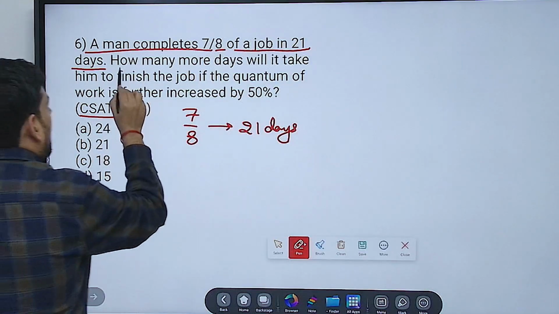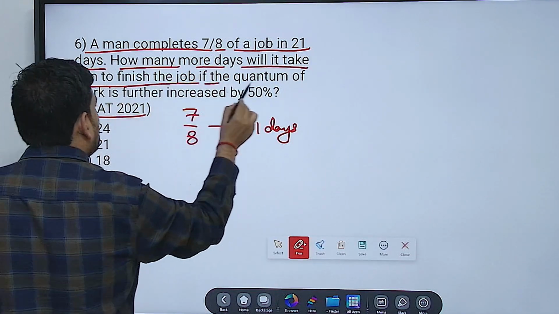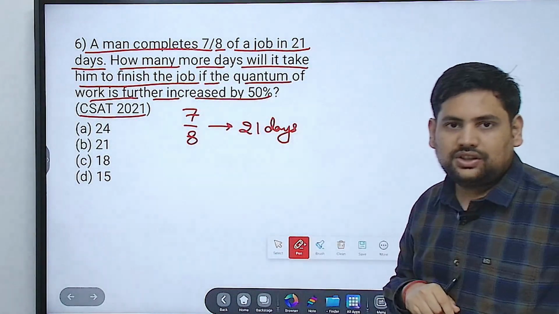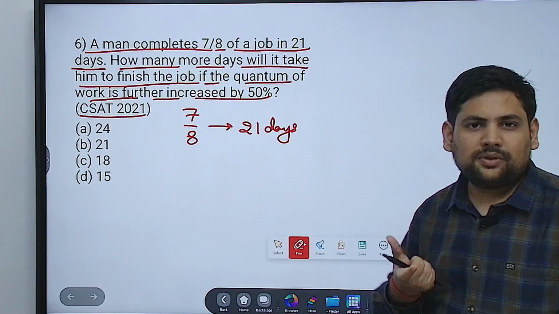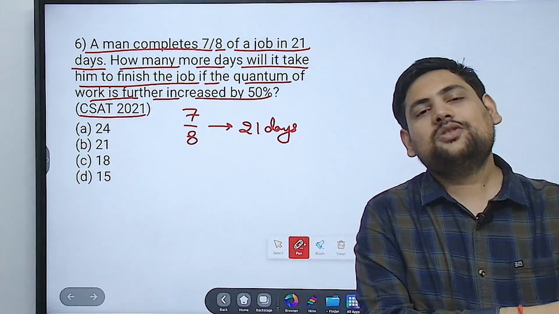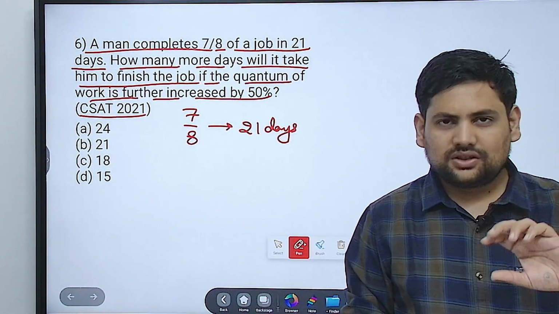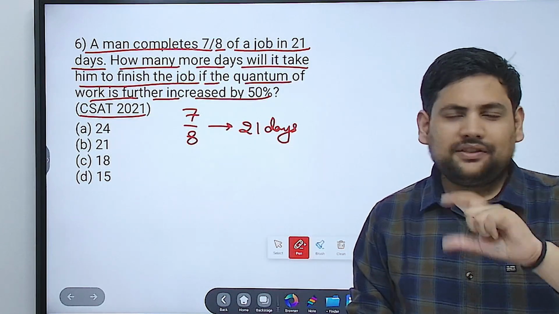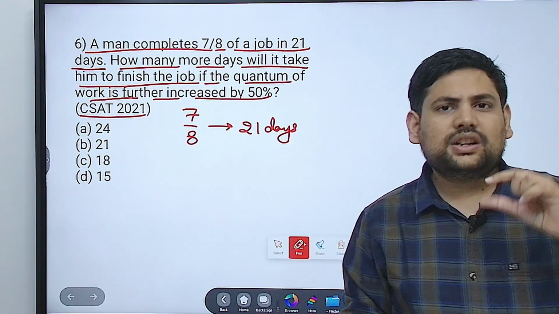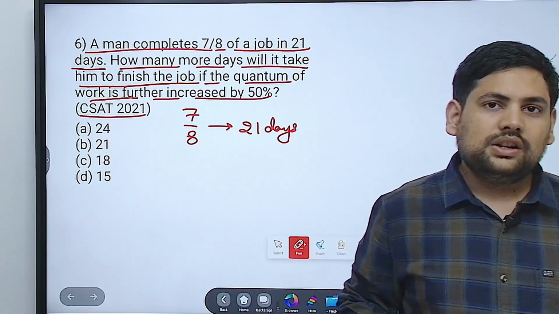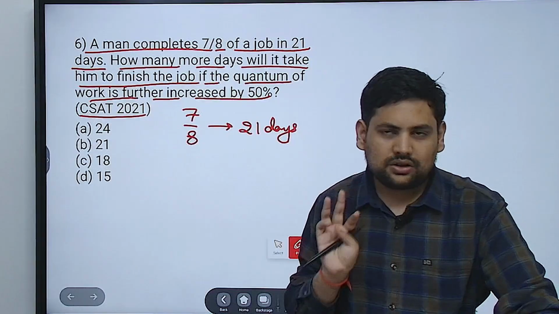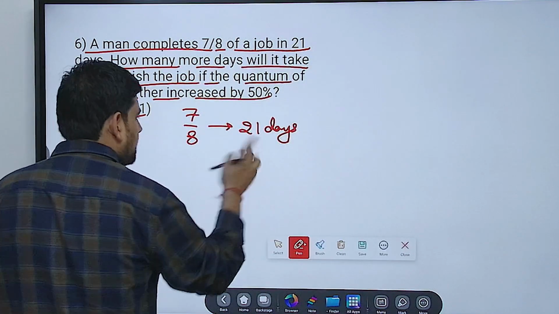Now, how many more days will it take for him to finish the job if the quantum of work is further increased by 50%? Now, efficiency is not changing. Efficiency is the same, but the quantum of work is changing. Of course, if you go very technical, then this is not a directly efficiency-based question. But usually work remains constant and efficiency changes. In this, efficiency is the same, but the work is changing. It's a rare question. Now, see, it will be exactly the same, just the work will change for scenario 1 and scenario 2. So 7 by 8 of the work is done in 21 days.